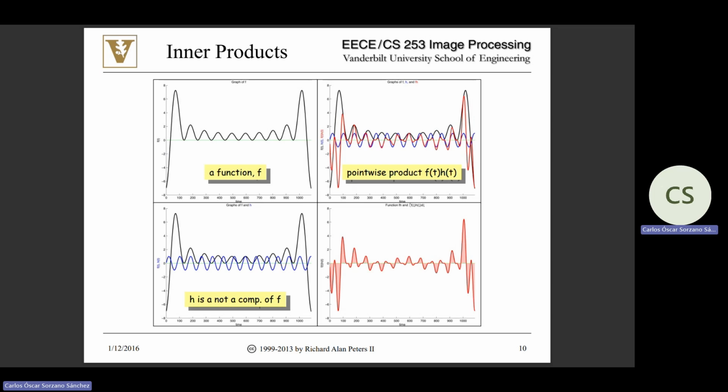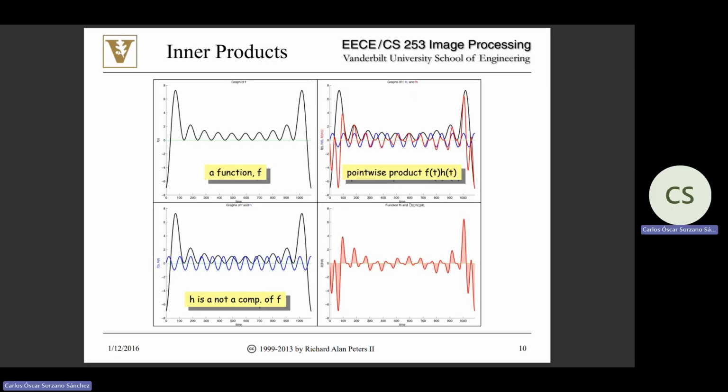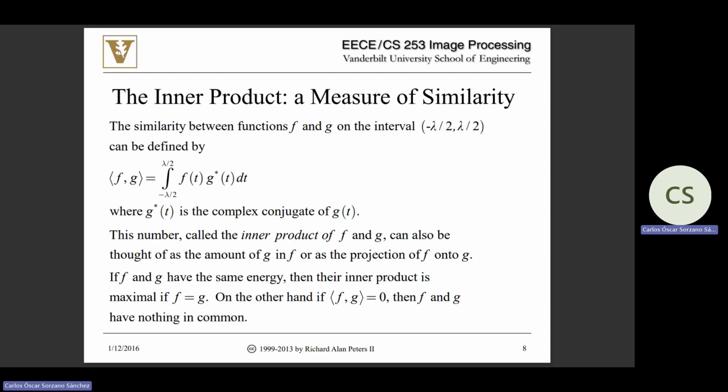Okay, let's say that we also wonder if this h, now it is another one, is a component of it. So you do the same, you multiply f times h, that gives us the red curve, and then you compute the area, and now the positive and negative areas compensate each other and the product is 0. It is 0, that means that function is not a component of f.